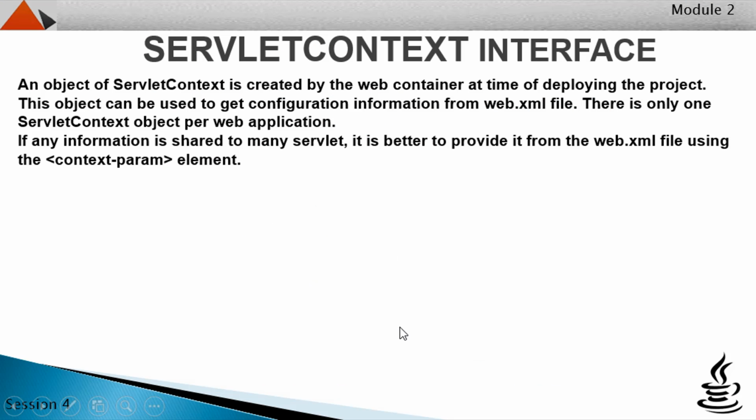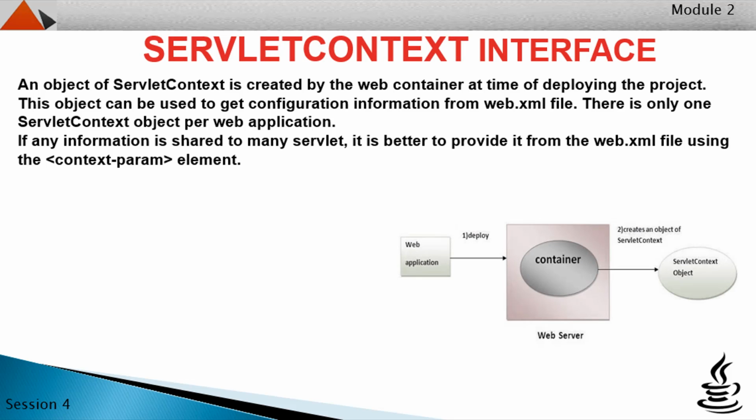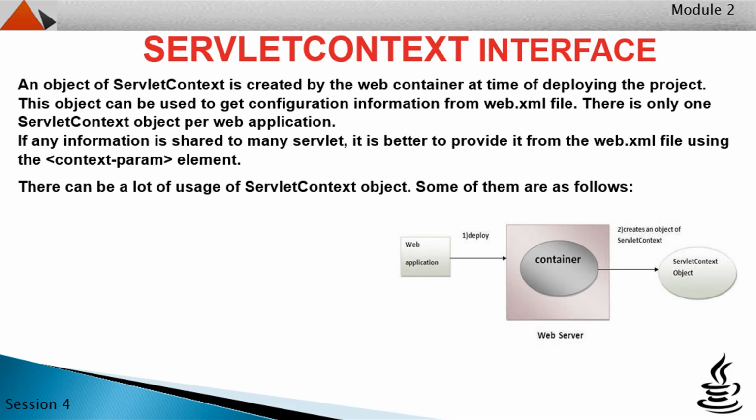Now let's discuss the ServletContext interface. An object of ServletContext is created by the web container at the time of deploying the project. This object can be used to get configuration information from the web.xml file. There is only one ServletContext object per web application. If any information is shared by many Servlets, it is better to provide it from the web.xml file using the context-param element, making it available to all the Servlets. We provide this information from the web.xml file, so if the information is changed, we don't need to modify the Servlet. Thus it removes the maintenance problem.